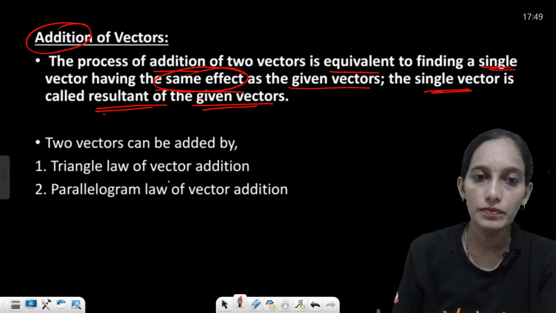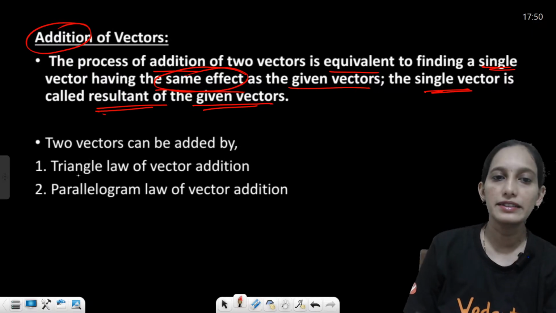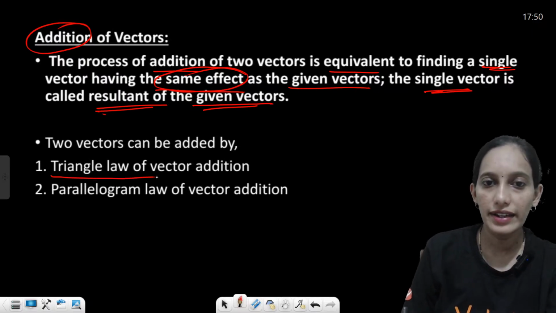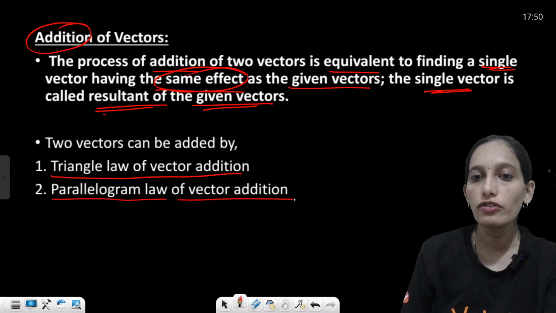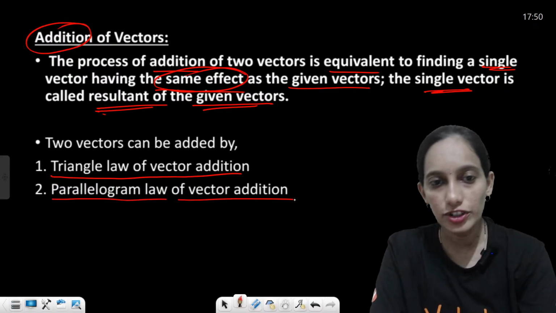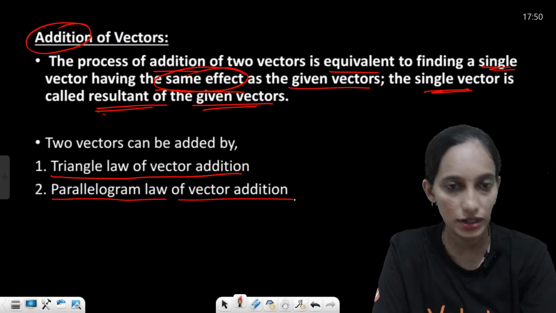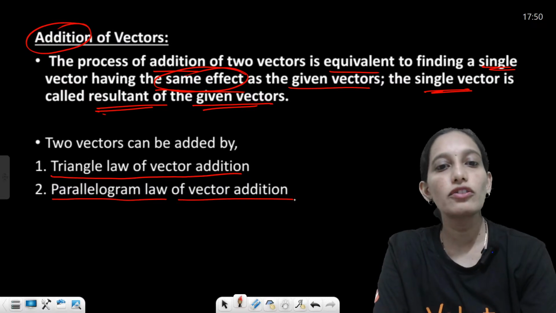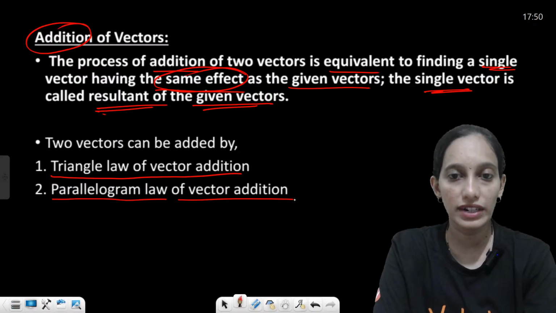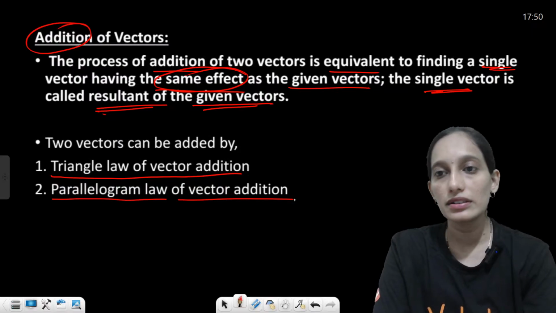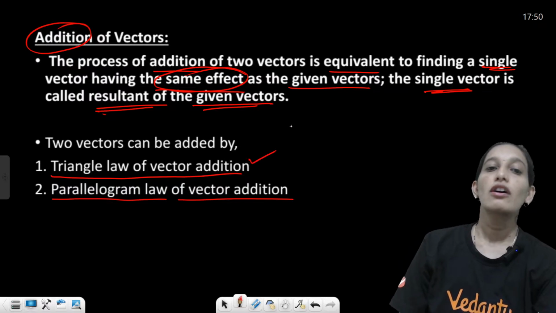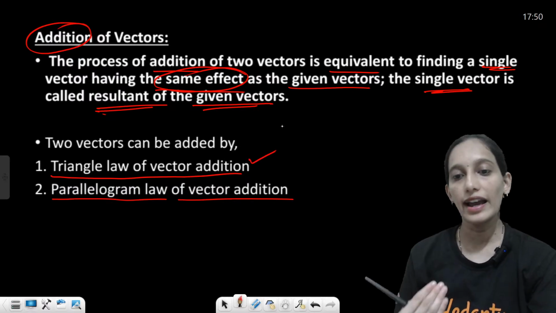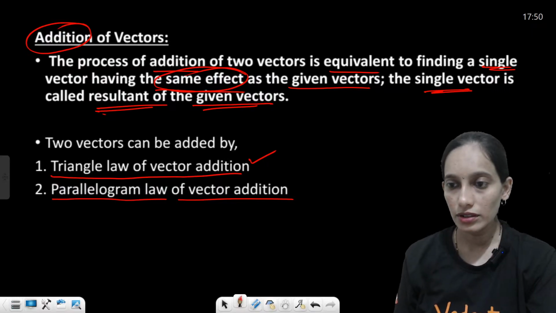So there are two methods basically. One is the triangle law of vector addition, the other one is the parallelogram law of vector addition. Please pay attention, these two are very important concepts. Triangle law of vector addition, parallelogram law of vector addition. We will consider them one by one. So what is this triangle law of vector addition, and how do we add vectors in this method? Let us learn one by one.